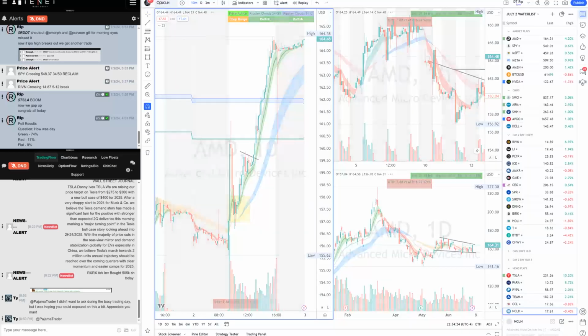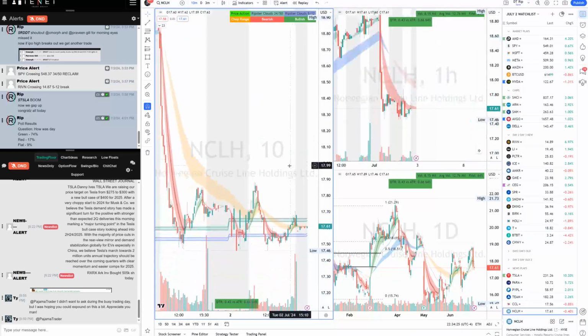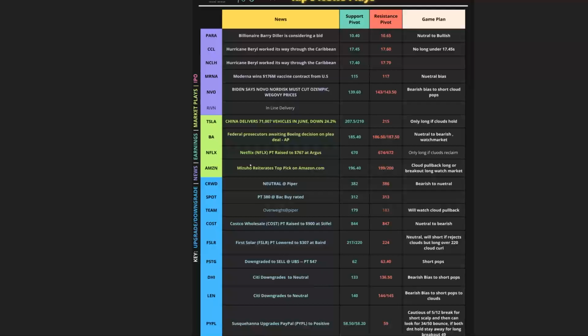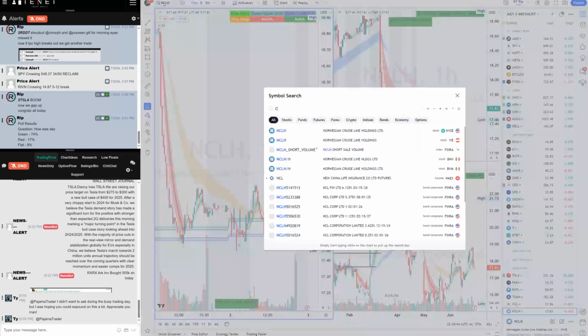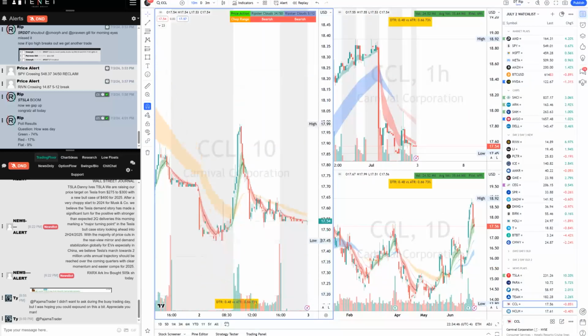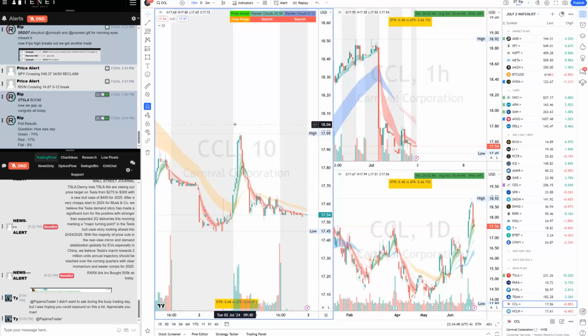These cruise lines are getting hammered because of the hurricane, right? This morning it was on our watch list. We had a few levels set: NCLH long over 17.70, CCL long over 17.60, and it did give us a nice trade for a few points, and then it pulled back. So you just get out break even, right? But CCL actually moved much better from 17.70 to like $18.